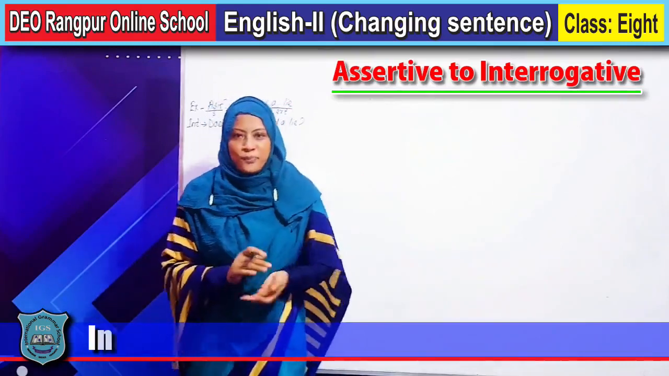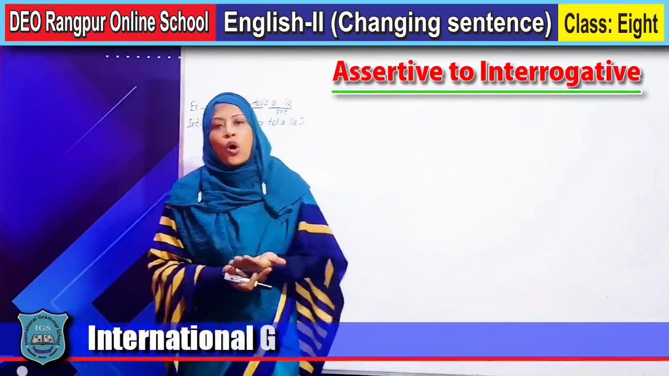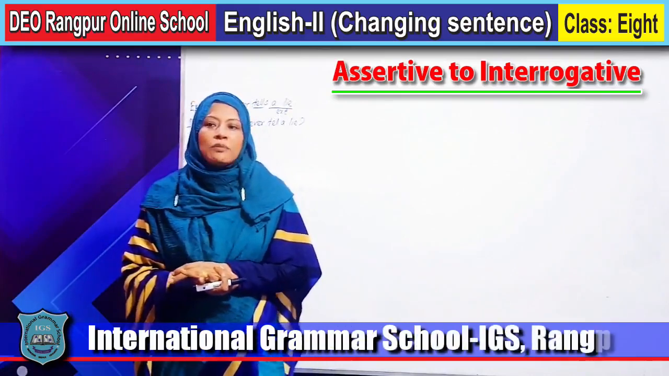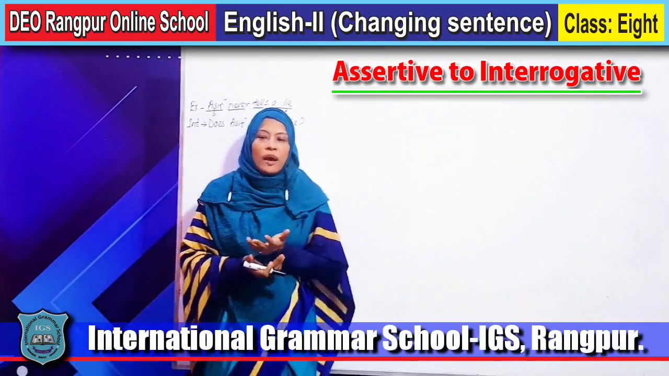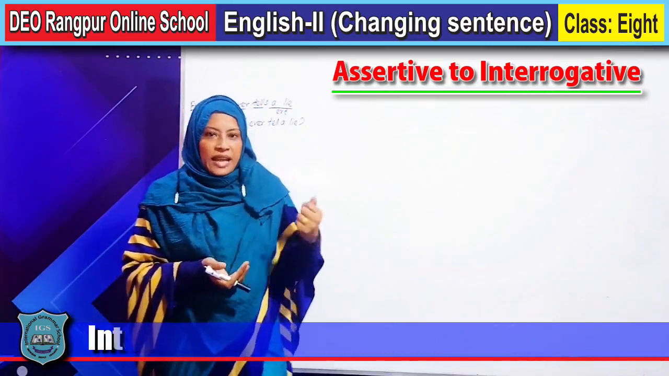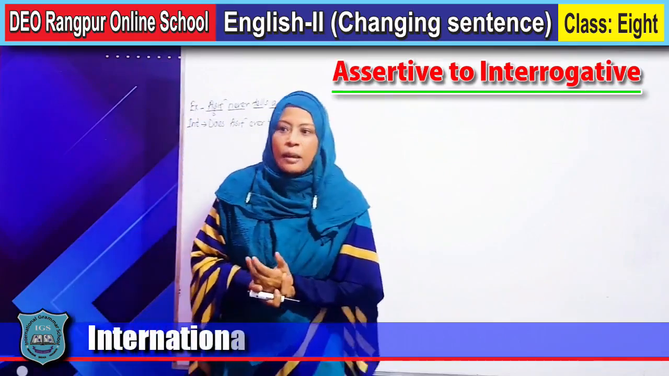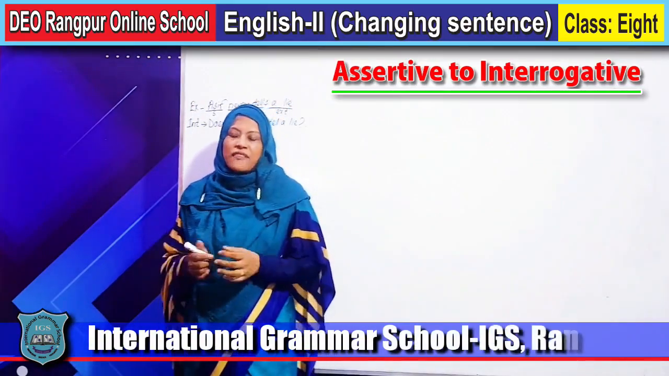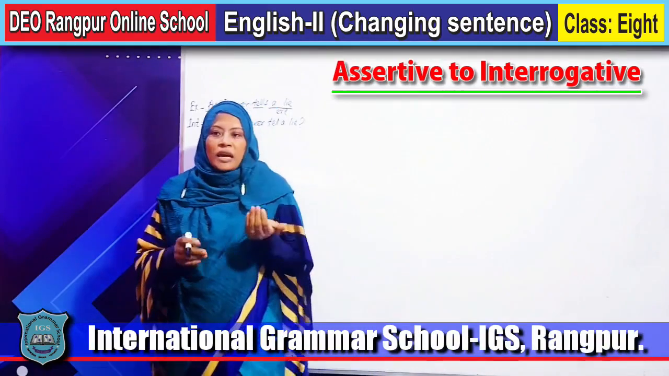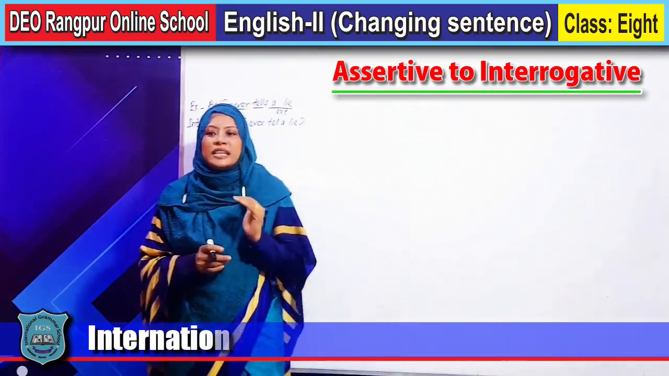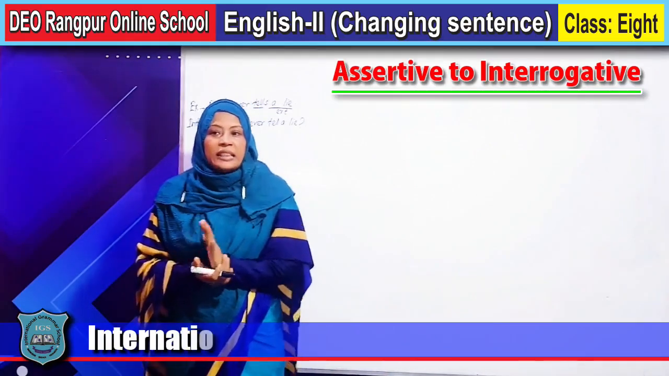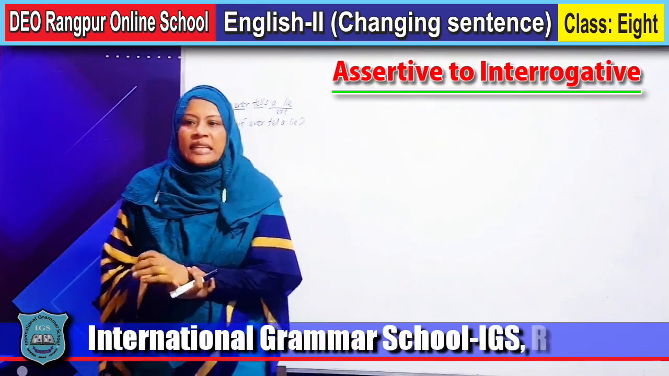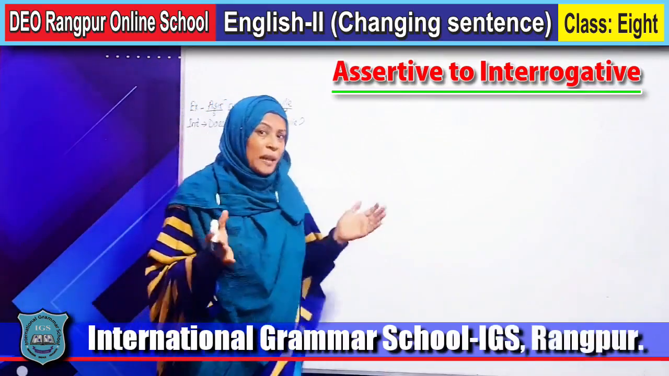Let's know about rule 5. Rule 5 says that if we get all, everyone, everybody in an assertive sentence, to change it to interrogative, we have to use who instead of all, everyone, and everybody. Then don't, doesn't, didn't. Then the principal verb P1. Then the rest of the sentence after the principal verb, and at the end, a question mark. So I'm telling again, we will have to use who instead of all, everyone, everybody, then don't, doesn't, didn't, then principal verb P1, then the rest of the sentence after the principal verb plus question mark.